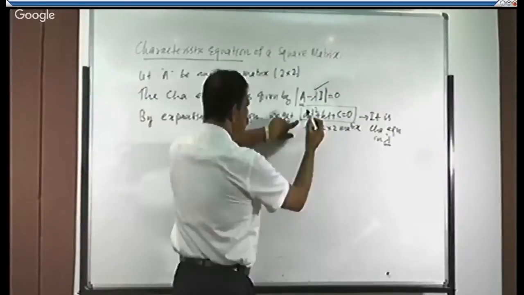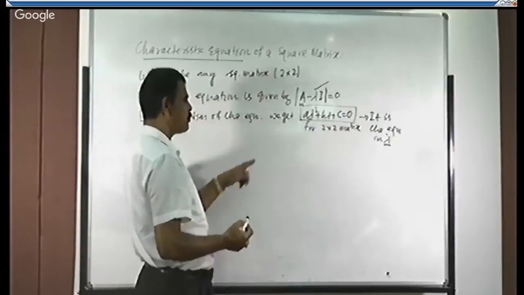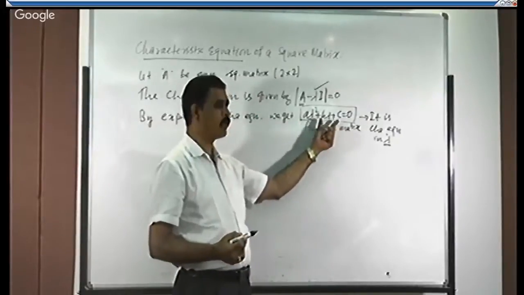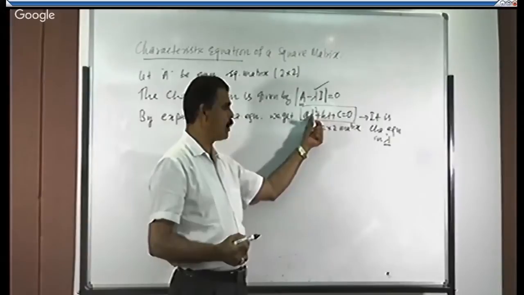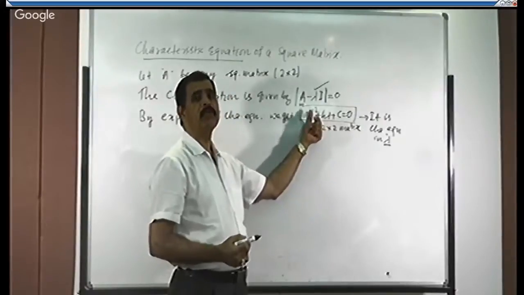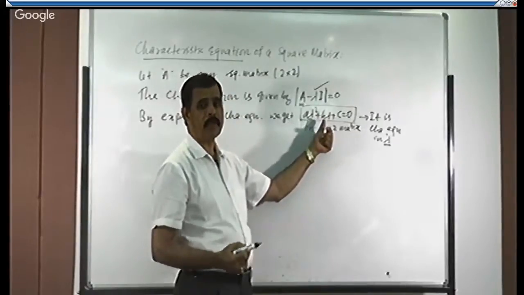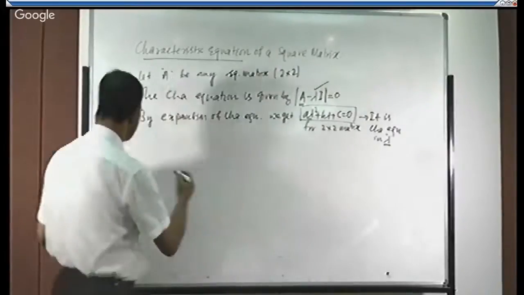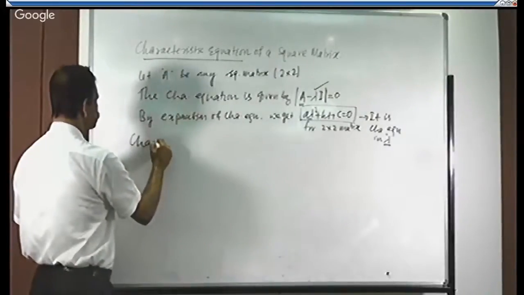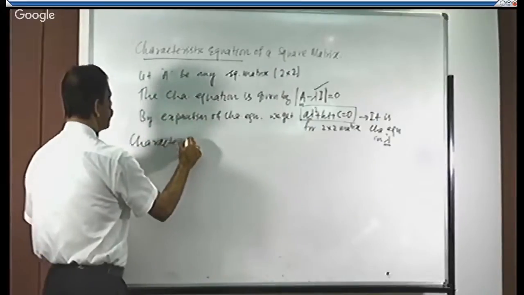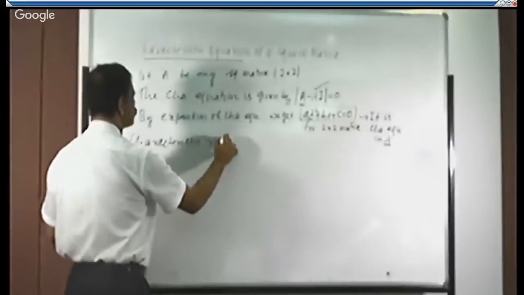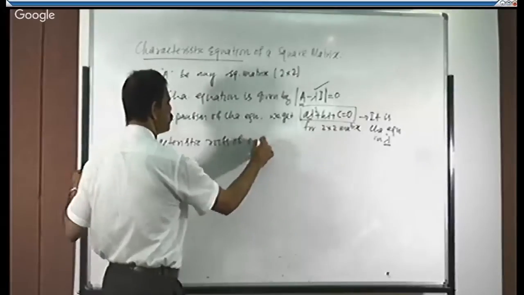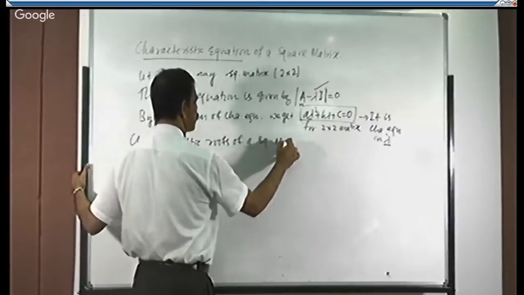By solving this characteristic equation, we will get the values of lambda. Those values of lambda are called characteristic roots, the characteristic roots of a square matrix.